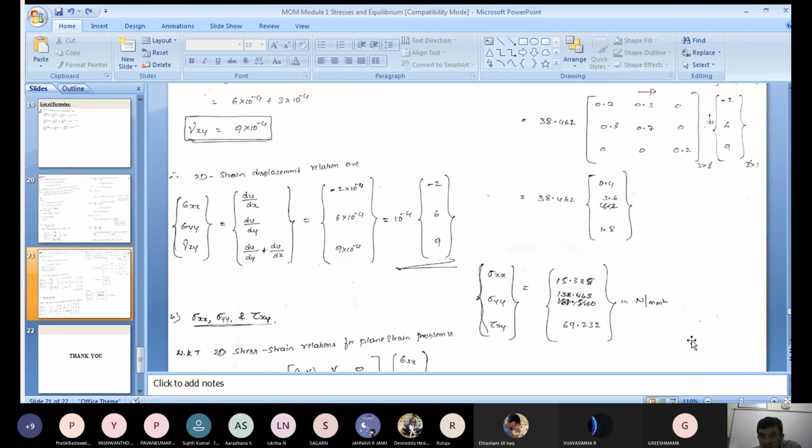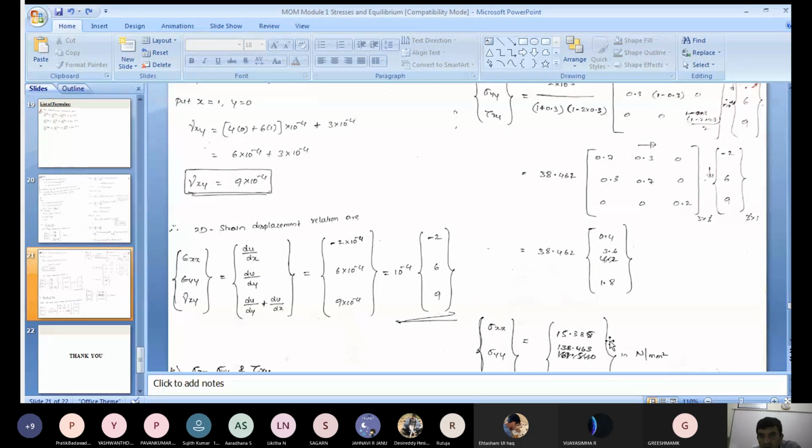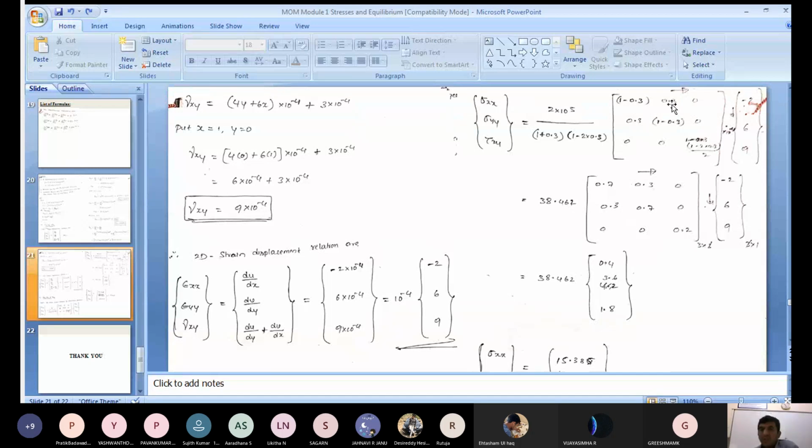Now substitute and simplify. You know how to multiply the matrix, right? Row wise, column wise. Once you simplify this, we get the matrix 0.7, 0.3, 0; 0.3, 0.7, 0; 0, 0, 0.2. See, above the diagonal it is symmetric. Now how do you multiply the matrix? 0.7 into minus 2 plus 0.3 into 6 plus 0 into 9. Multiply it and you will get 0.4.